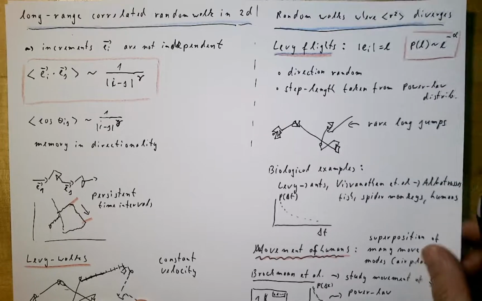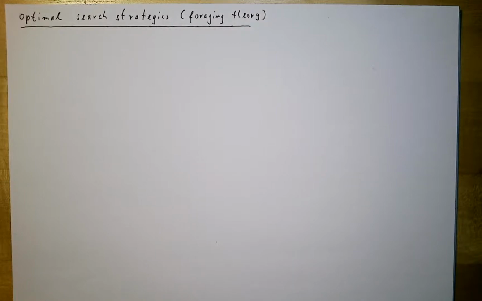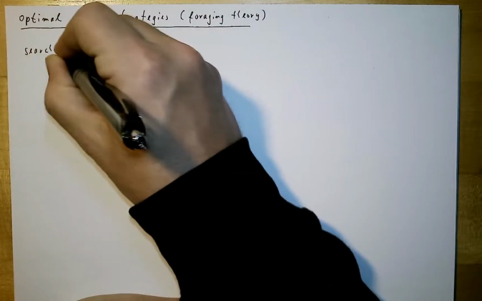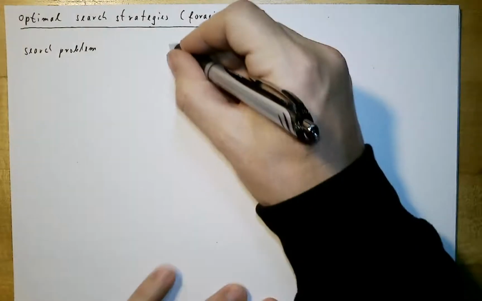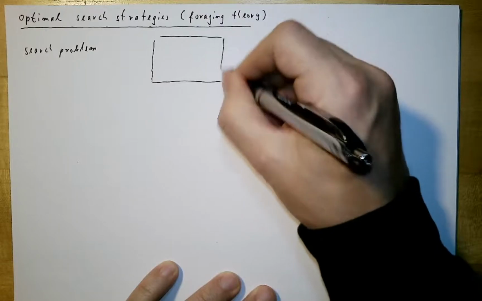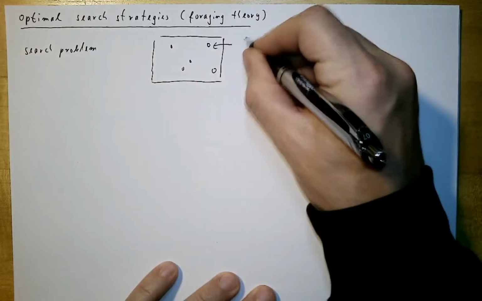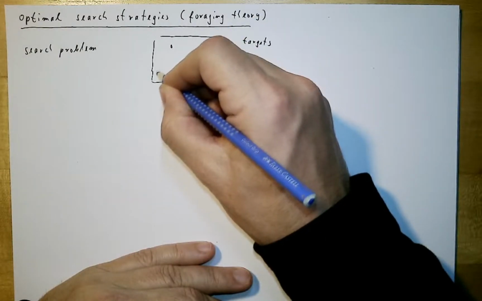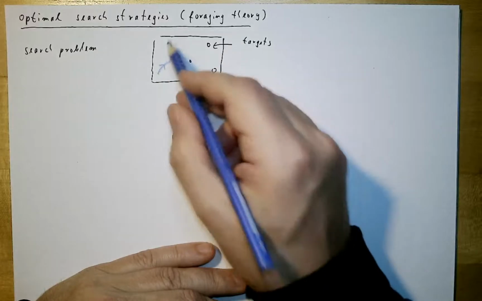And in this video now I want to discuss what these kinds of walks have to do with optimal search strategies. So first, what do we mean by optimal search strategies? What is a search problem? Many animals are confronted with the problem that in a certain target area there are some food items placed somewhere. Now we have the walker, and the walker can make some movement, but he doesn't know beforehand where the targets are, and he has to make a movement and try to find the targets.